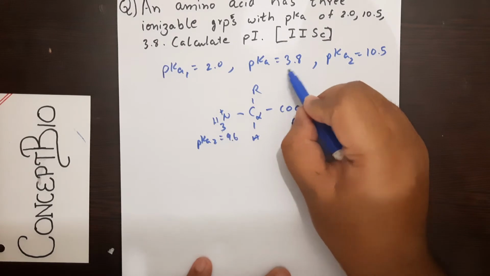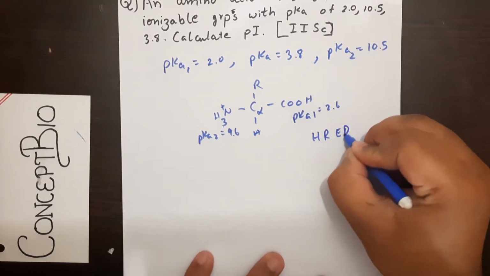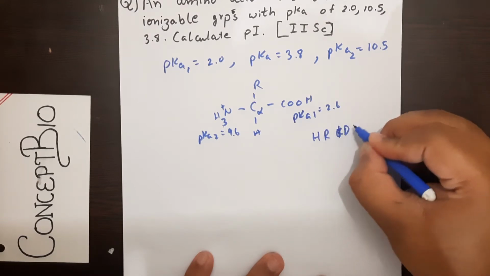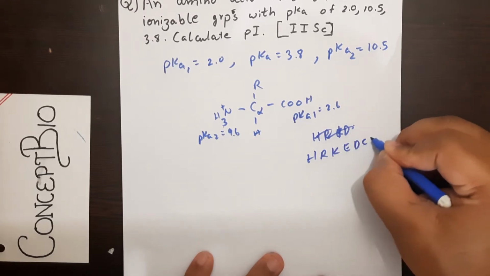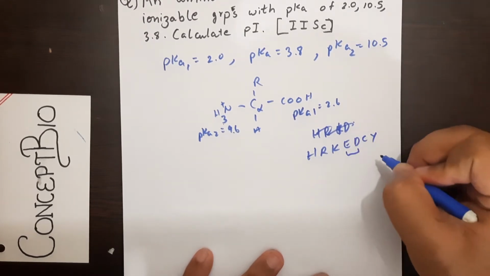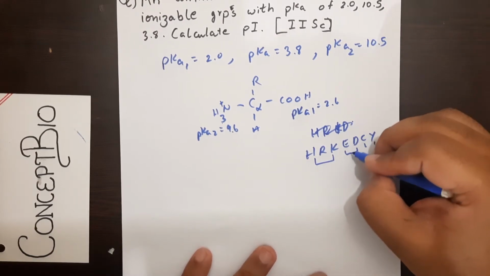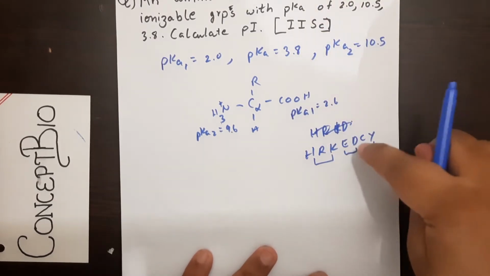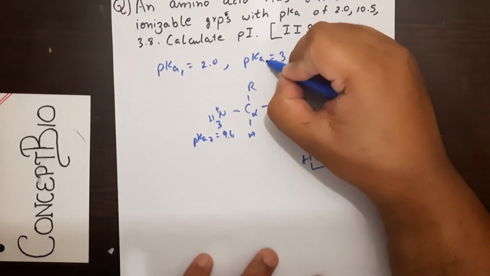Because now 3.8, if you look at all the triprotic amino acids, which are HRK, E, D and C and Y. These two are the acidic amino acids. These are basic, and this is the cysteine and tyrosine. If you remember them, only the acidic amino acids will have a pK value somewhere around it. So we know it's either going to be aspartic acid or glutamic acid. So now this has to be pKa3.